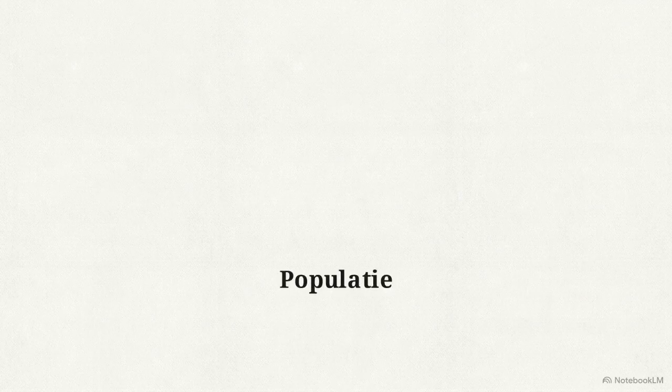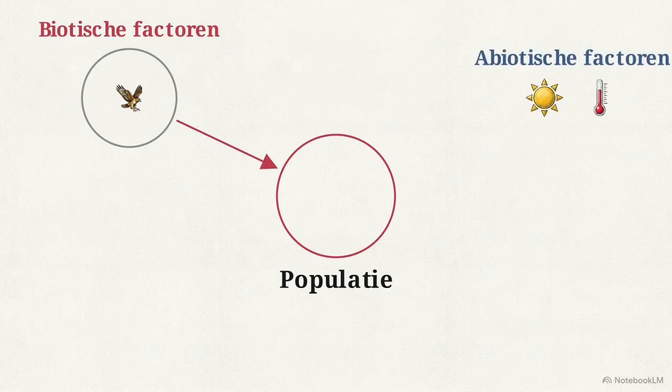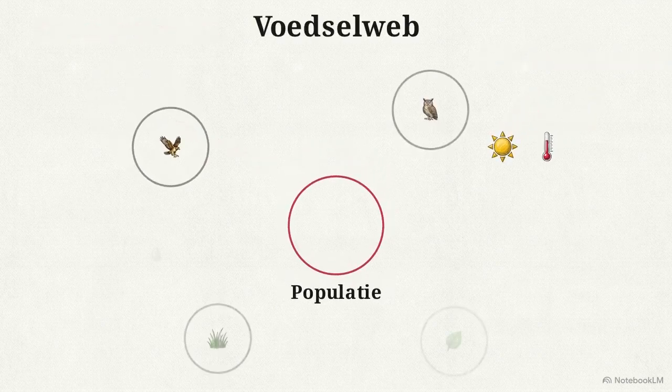First is populatie, or population. This refers to a group of the exact same species living together in one strictly defined area. The forces acting on that group are divided into two categories. Biotische factoren are living influences, like a predator hunting for a meal. Abiotische factoren are non-living influences, such as water availability or shifts in temperature.